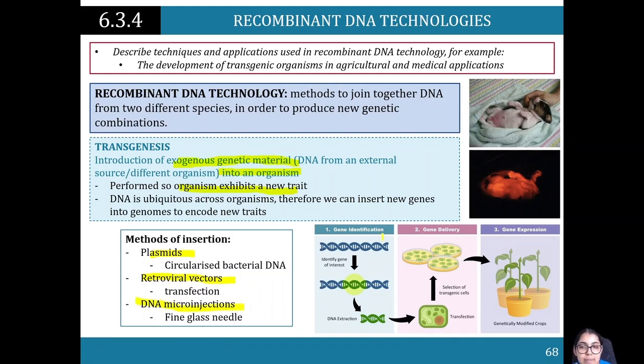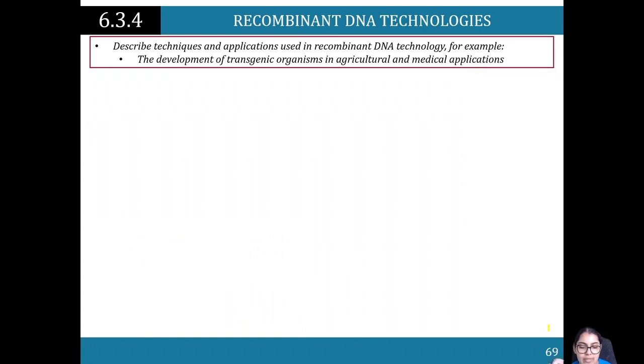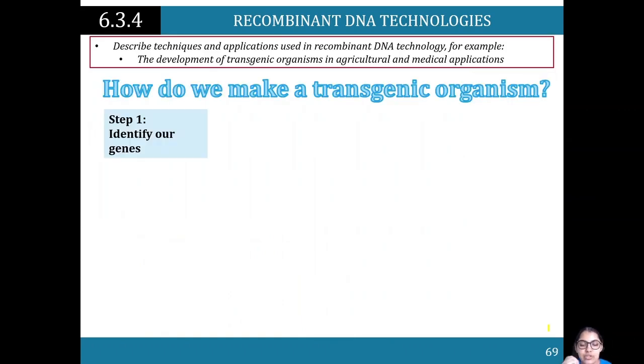So this can actually be done for agricultural and medical applications. What do we do? We begin by identifying a gene of interest. We extract that gene right there. We take it and we deliver it, and we put it in a culture, and then we can grow it so that we can have a genetically modified crop right there. So how do we make a transgenic organism?